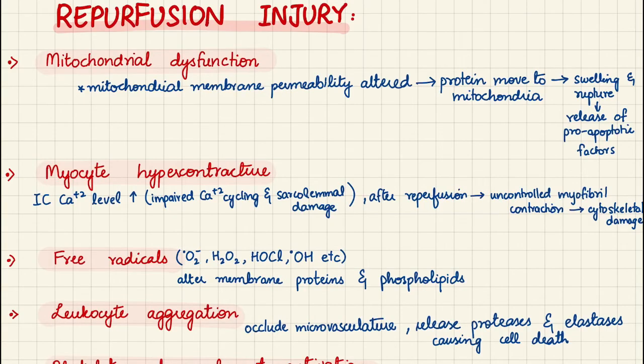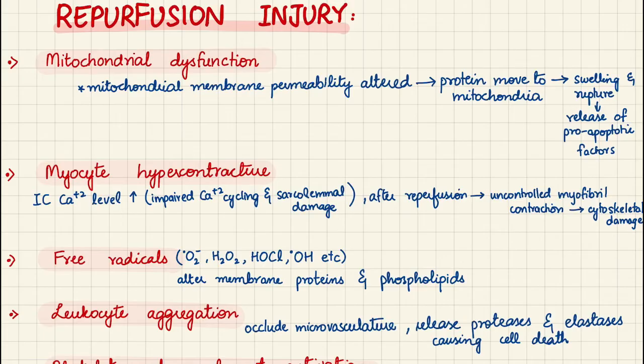Firstly, we can have mitochondrial dysfunction. Now, why is that? Because during ischemia, mitochondrial membrane permeability gets altered. So what happens is that the proteins in the mitochondria move out of the mitochondria, and this will lead to swelling and rupture of the membrane, and it will release mitochondrial contents which are pro-apoptotic and thus cause the cell to die. Secondly, myocyte hypercontracture.